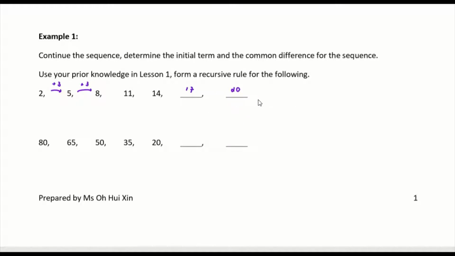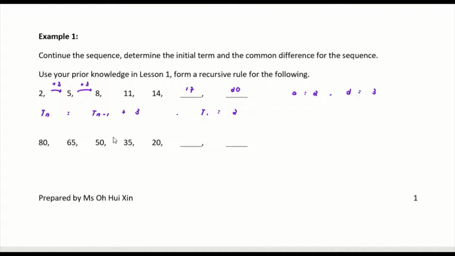Okay, so in this term, you can see that your initial term is basically 2, and what is your common difference? It's just positive 3. So when we try to write down our recursive rule, to find the nth term, I will use the previous term plus the common difference, which is 3 in this case. We also write down our initial term, t1 equals 2. You must make sure a recursive rule without the initial term is not a complete one.